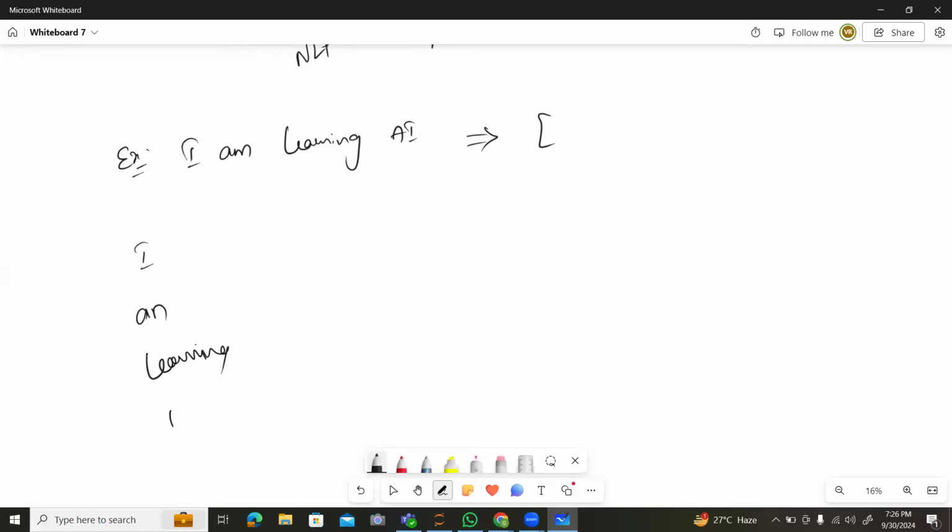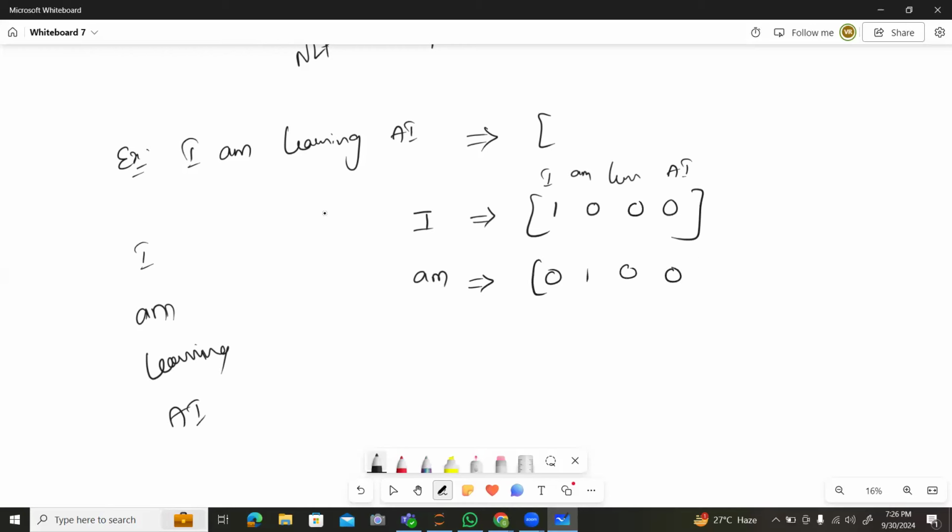So if I pass I into the vectors, it represents 1 0 0 0, right? Here I is present, am is absent, learning is absent, and AI is absent. If I pass am, it will convert into 0 1 0 0, as am is present. That's how it's represented as vectors. If I pass learning, it will convert into 0 0 1 0. Finally AI: 0 0 0 1. So it will convert the entire text data into vectors.